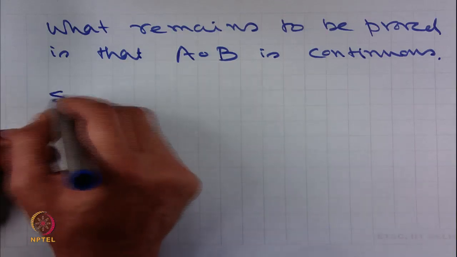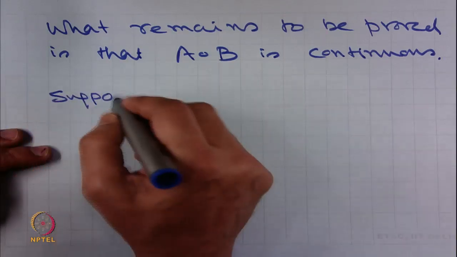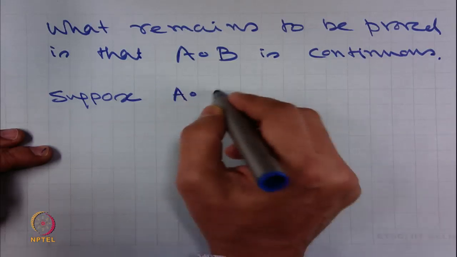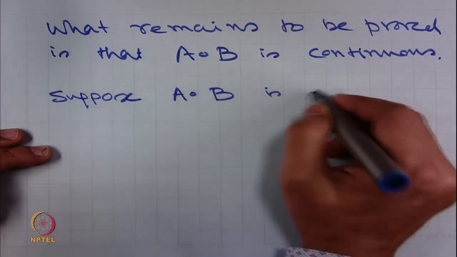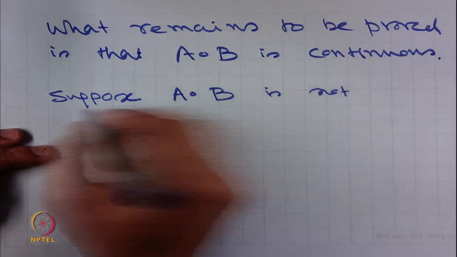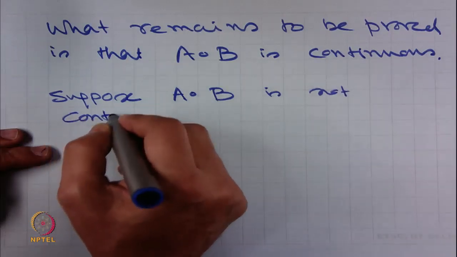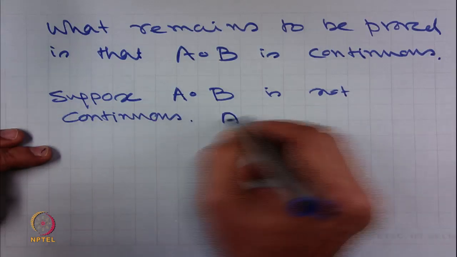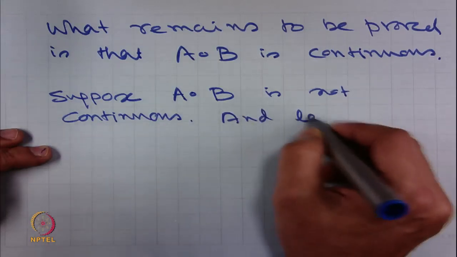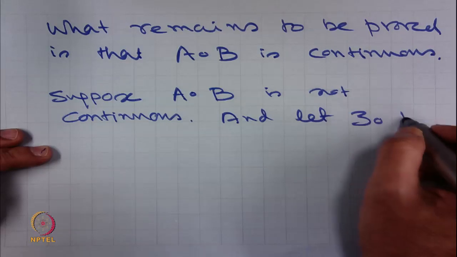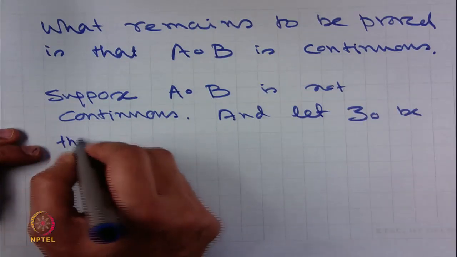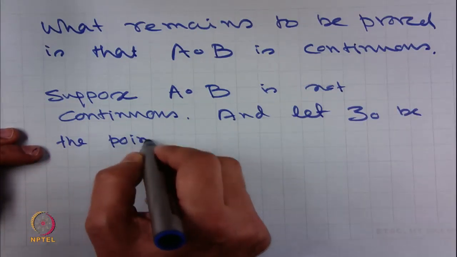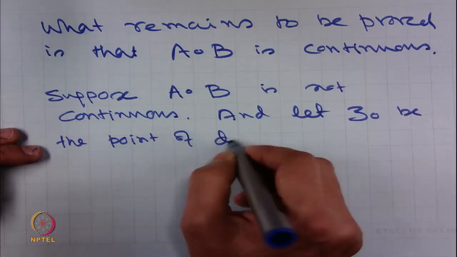Suppose A of B is not continuous, and let Z naught be the point of discontinuity.